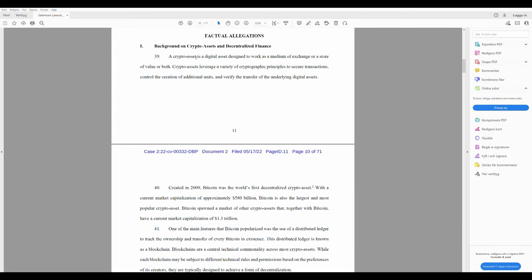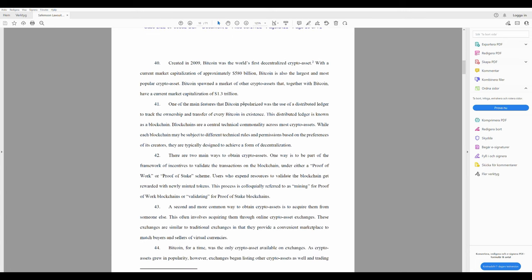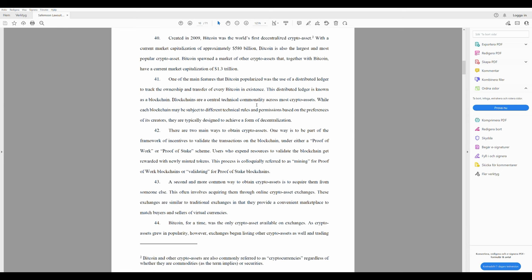40. Created in 2009, Bitcoin was the first decentralized crypto asset, with a current market capitalization of approximately $580 billion. It's like a penny. Bitcoin is also the largest and most popular crypto asset. Bitcoin spawned a market of other crypto assets that together with Bitcoin have a current market capitalization of $1.3 trillion. I wonder how much the US budget is. I can surely find it on Google, but no, never mind.